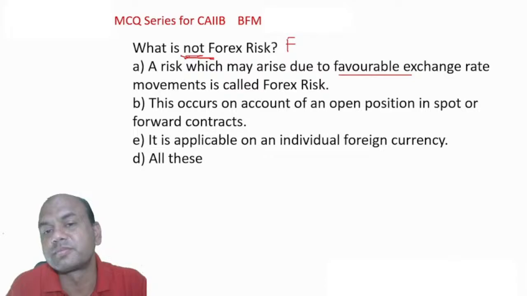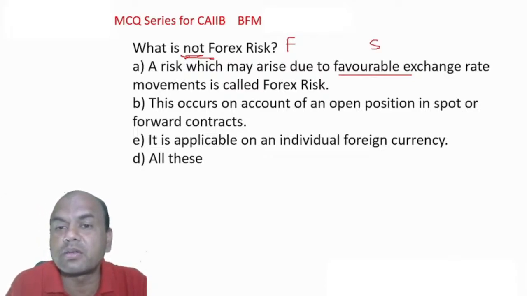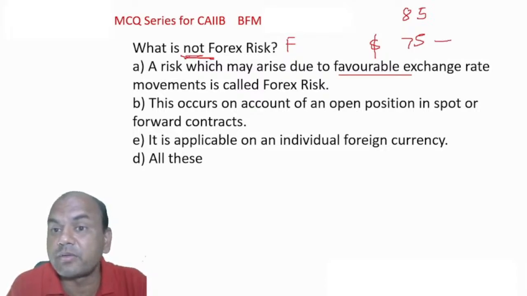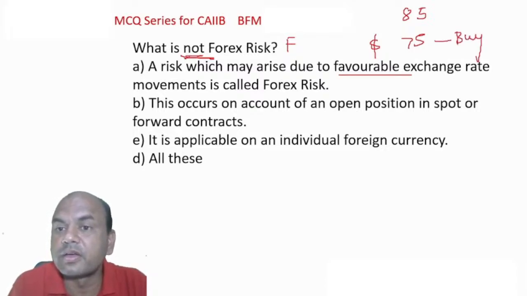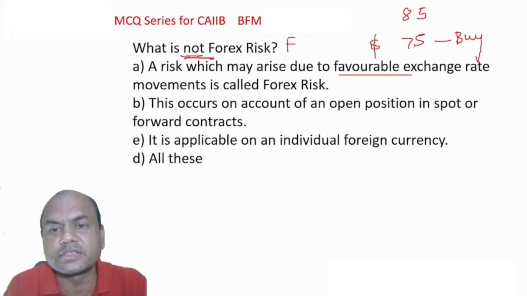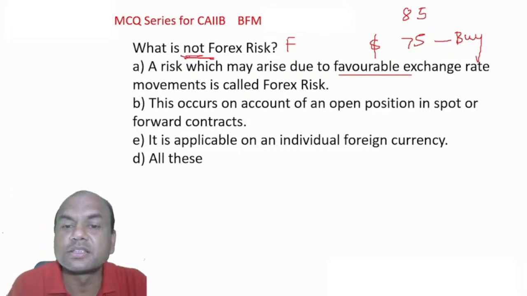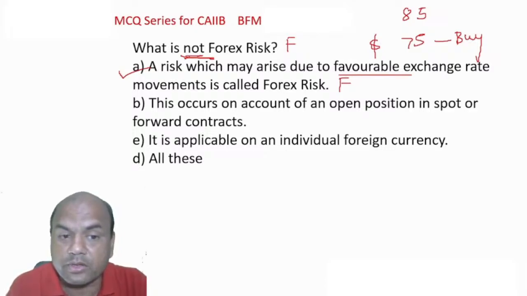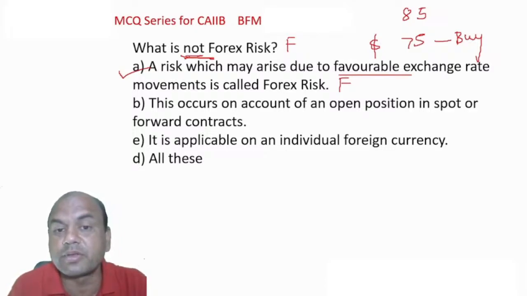Favorable means I buy dollars for, let's say, 75 rupees. And now the dollar rate is 85 rupees. So is this a risk to me? I have purchased it at this rate, and now the rate is 85. Is it good for me? It is good for me, isn't it? So this is not a risk. This is false, and this is what I want. See, first only you got this answer A. But now there is also an option of all of these, so these and these can also be false.